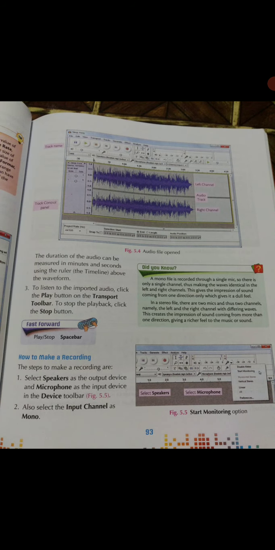Then you come to step 3. To listen to the imported audio, click the Play button on the transport toolbar. To stop the playback, click the Stop button. Now when everything is ready, you will get the Play button. On the Play button, the music will be started. And when you want to stop the audio, you will get the Stop button there. You directly click the Stop button.